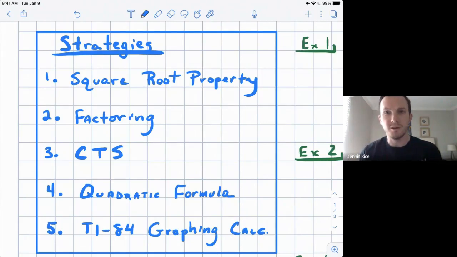Quadratic formula is going to be your universal tool, something that will always work, but might take the most amount of time. So if there is an easier strategy, you want to probably rely on that first. And then obviously the graphing calculator for multiple choice questions, checking things over, maybe leading you in the right direction if you're really unsure what to do at all.